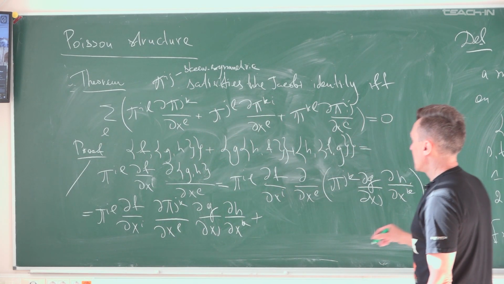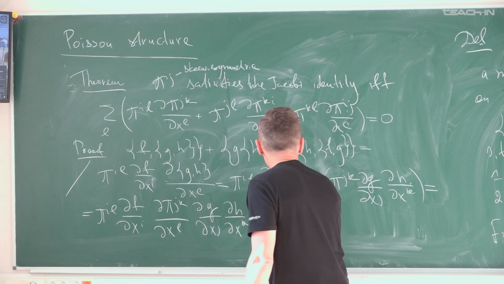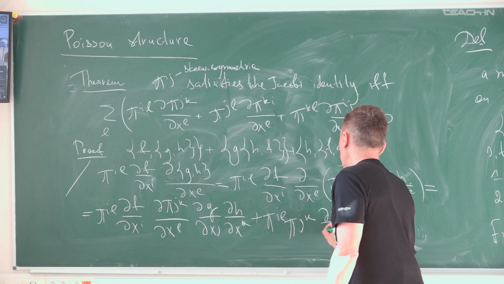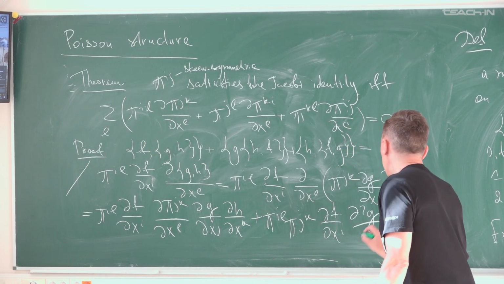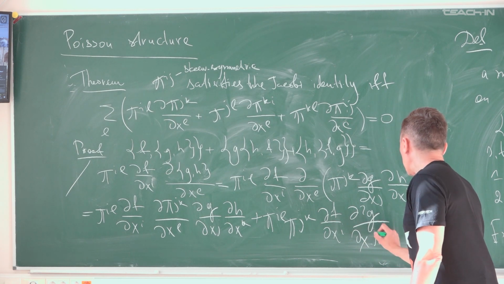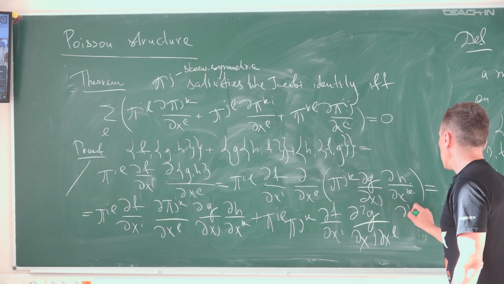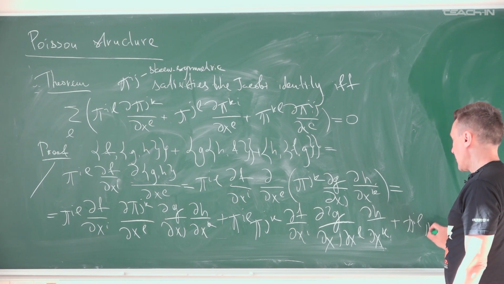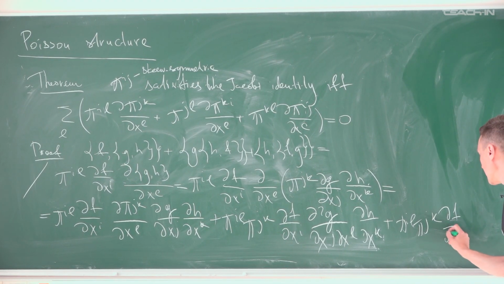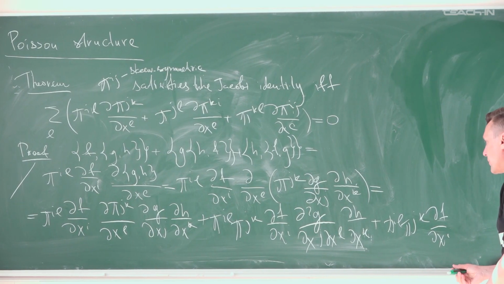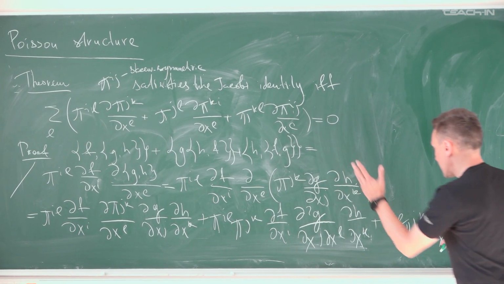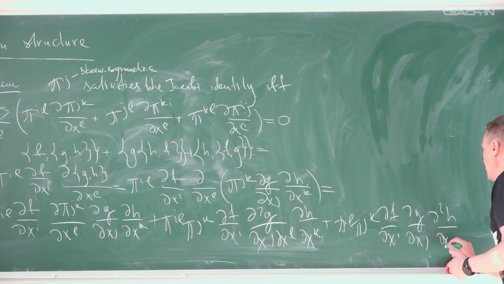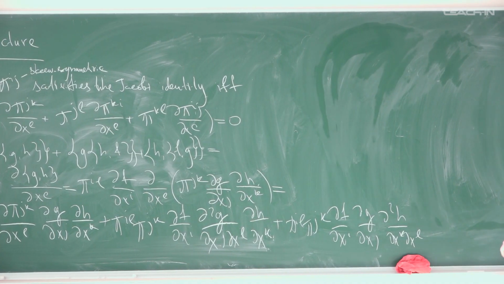And there are other two derivatives: π^{il} π^{jk} ∂f/∂x^i ∂²g/∂x^j∂x^l ∂h/∂x^k, and plus π^{il} π^{jk} ∂f/∂x^i, and here I should take the second derivative of h: ∂g/∂x^j ∂²h/∂x^k∂x^l. Okay?